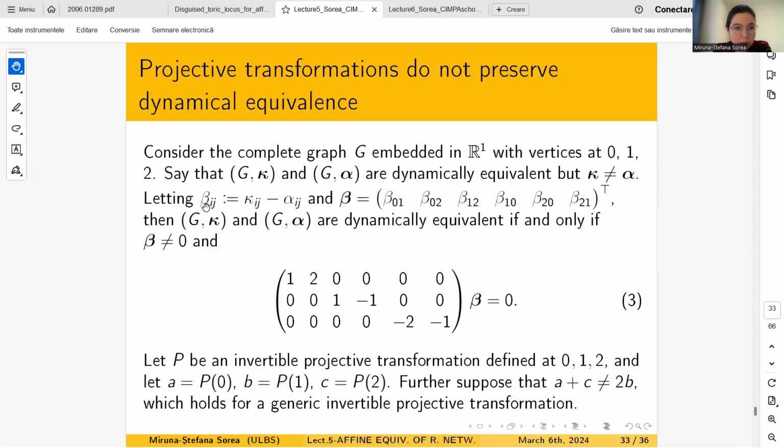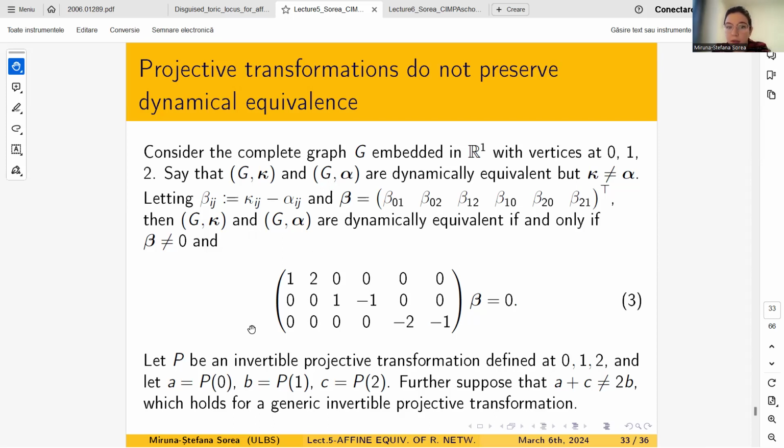Now, what we can do: for each reaction ij, let's denote the difference between k and alpha by beta ij. And then take the vector of, you see, this is the complete graph on 3 vertices. It has 6 reactions. Then we get a vector of 6 entries. If you check, it's really just a matter, as I was saying, of changing the rates accordingly.